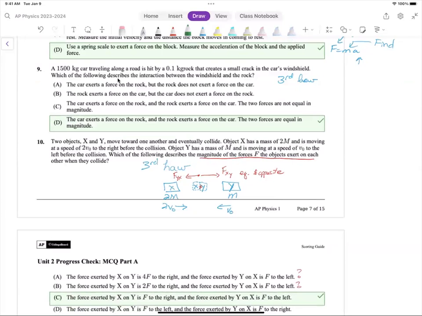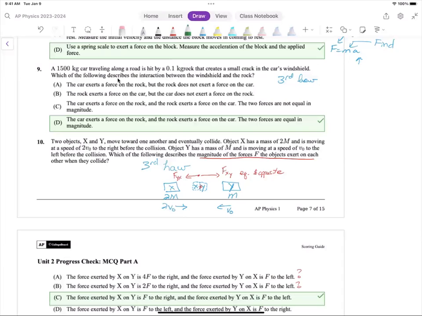Number 9. A 1,500 kilogram car traveling along a road is hit by a rock. It creates a small crack in the windshield. Which of the following describes the interaction between the windshield and the rock? This is the third law pair. I can tell by the question. A, the car exerts a force on the rock, but the rock does not exert a force on the car. The third law states they are equal and opposite forces.